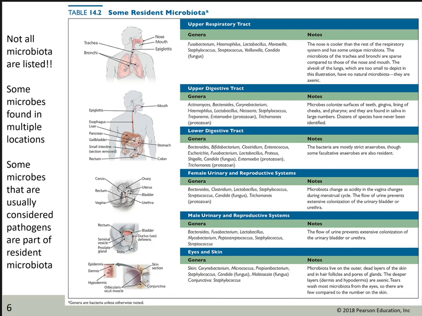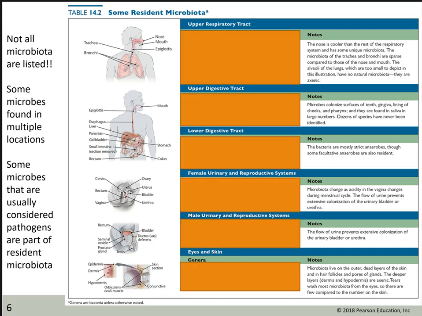So Staphylococcus epidermidis is a member of the skin microbiota, but Staphylococcus aureus can be a resident microbiota, but can also cause disease. Now, ignoring exactly which microbes are there, take a look at the notes for each of these different locations. In these notes, and you should read these notes, these discuss the different environments in which these microbes have to live. And these different environments indicate which microbes will be found in that particular area.